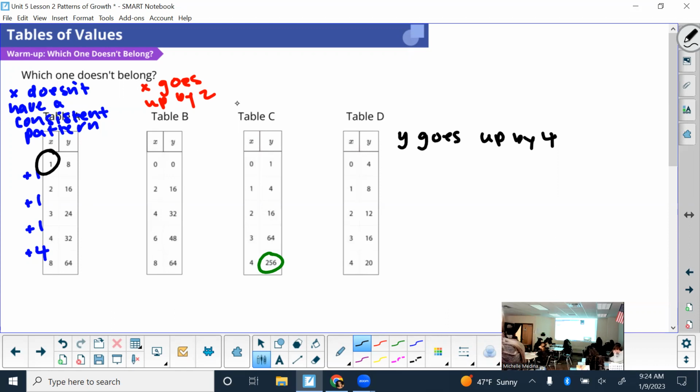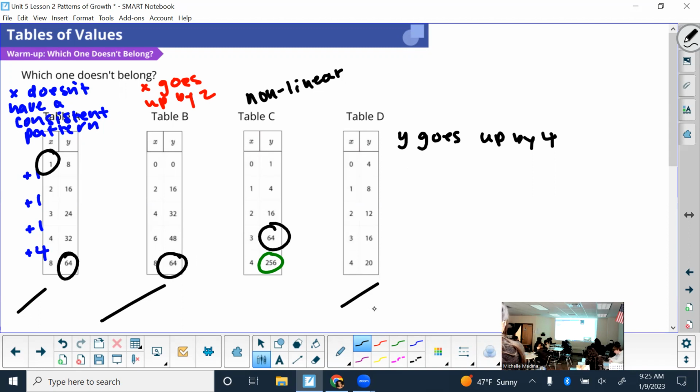Table C, this one said that it's the only one that has non-linear growth. Do you guys know what that means? So when I graph this, it's not going to be a perfect straight line. According to this, the other ones have linear growth. If I graph them, I'll get a straight line, but this one is non-linear, so not a straight line. And then D, the book says that it's the only one that goes up by 4. And it's the only one that doesn't have 64 in the Y values. So the other ones do, and this one doesn't. All right, questions on the warm-up?